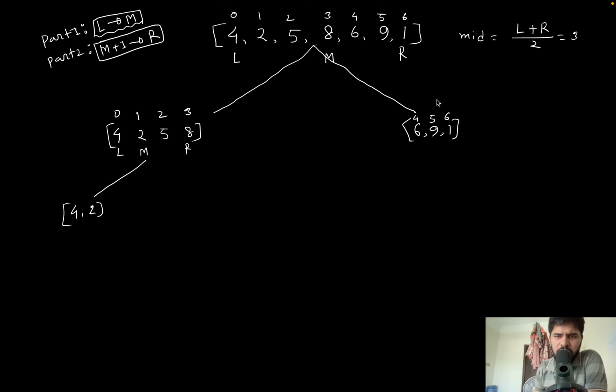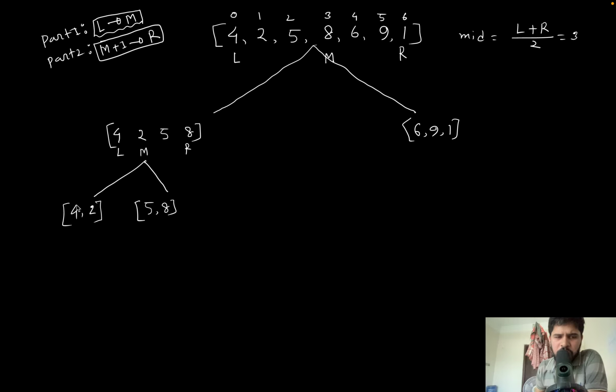So you don't have to worry about the indexes. Don't be overwhelmed by the indexes. Let's remove them. Okay, so in our left partition we get 4 2, and in our right partition we get 5 8. That's it. Okay, again let's partition this.